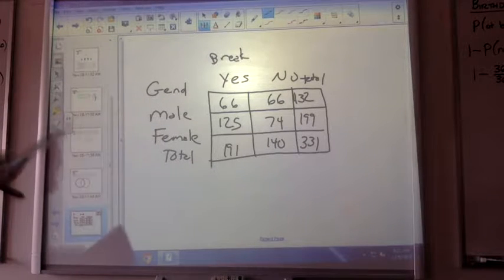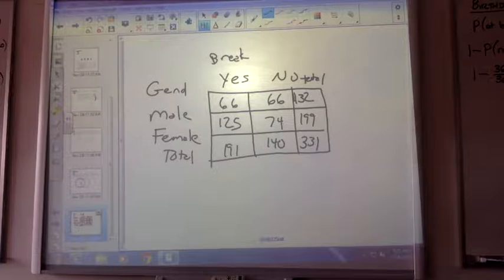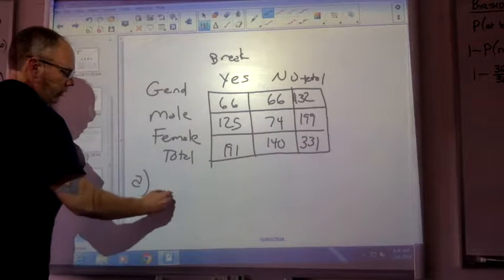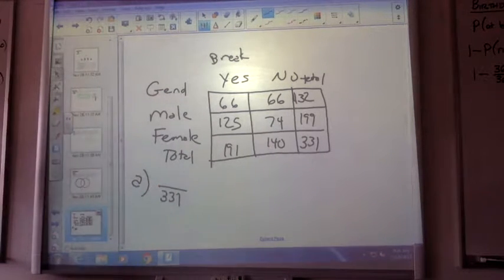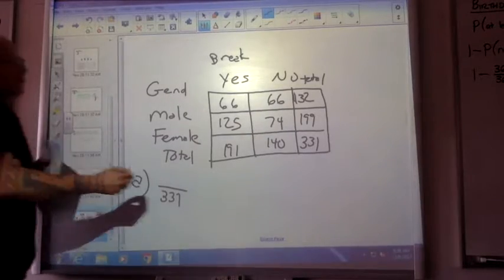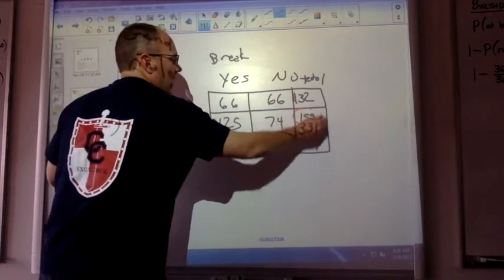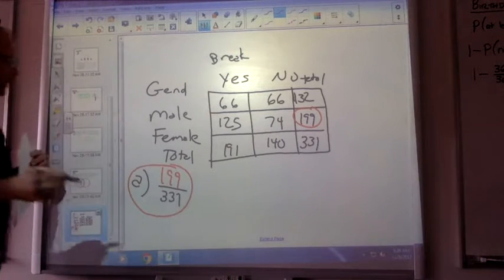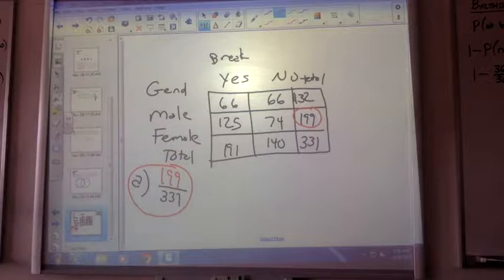All right. So what is the probability that a randomly selected student is female? Okay. So how many total students are in this study? 331. So you have 331. How many are female? Yeah, the 199. So that'll be the answer. And yes, you can make it a decimal if you want. You don't have to. Okay? I would just leave it as a fraction personally.